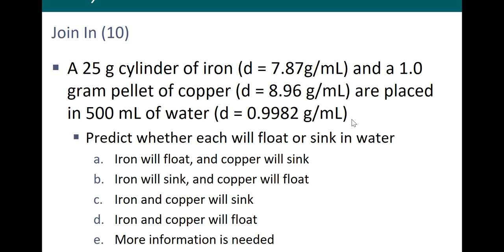So this actually completes our lesson on density. Next time, when we go to lesson 1.10, we're going to talk about the different types of matter.